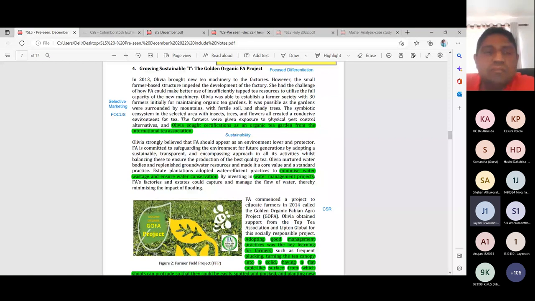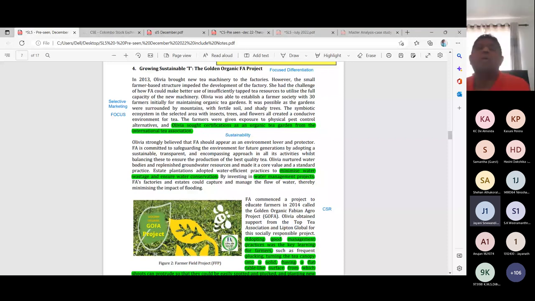It was possible as the garden was surrounded by mountain with fertile soil and shady trees. The symbiotic ecosystem in the silted area with insect, trees and flowers all create a conducive environment for tea. The farmers were given exposure to physical pest control alternatives and Olivia sought certification as an organic tea garden from the International Tea Associations.